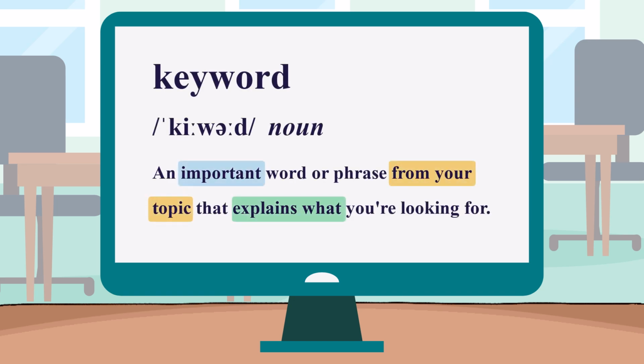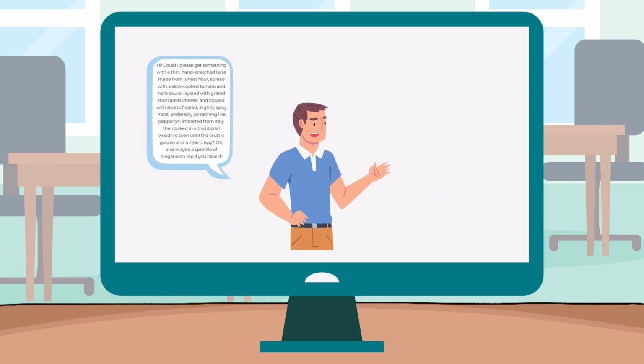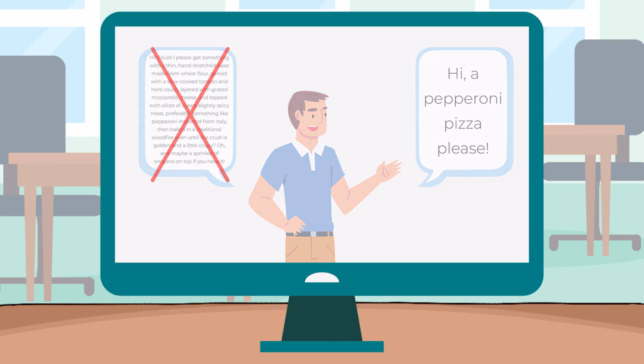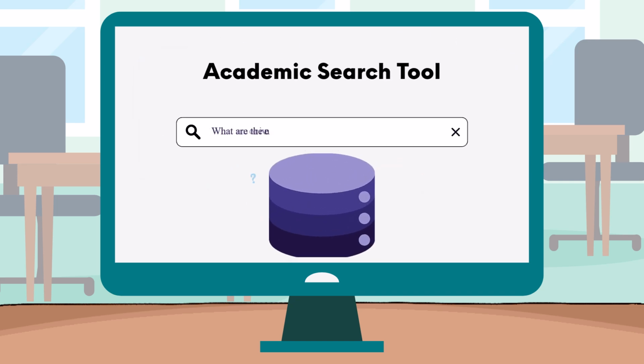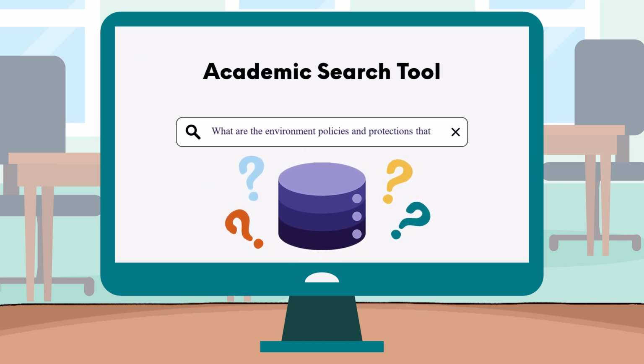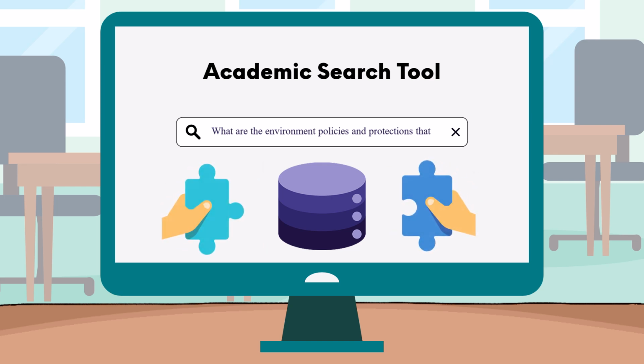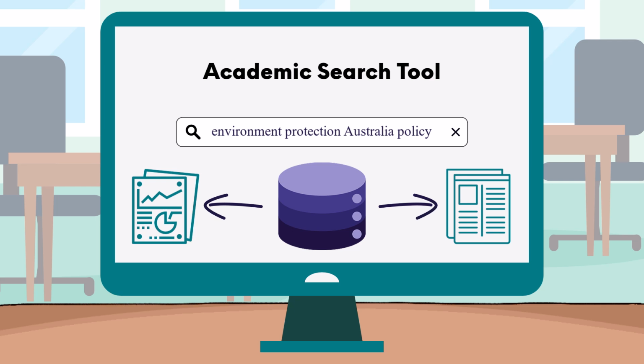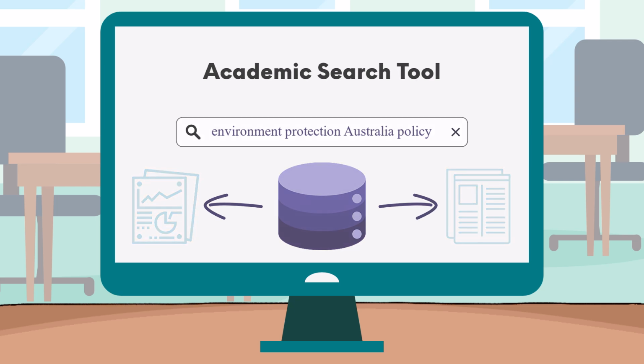A keyword is an important word or phrase from your topic that explains what you're looking for. It's like if you're ordering food, you don't say the whole recipe, you ask for pizza. We use keywords to search because databases don't understand full sentences. They just match the words you type. Keywords help you break your topic into smaller parts that the search tool can understand.